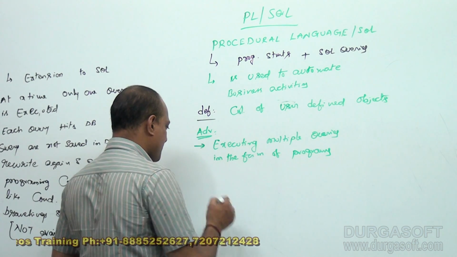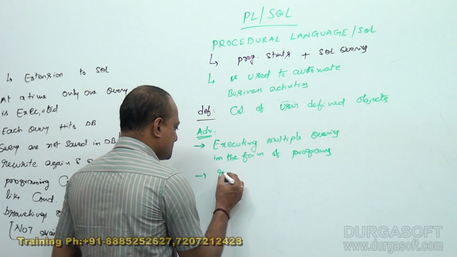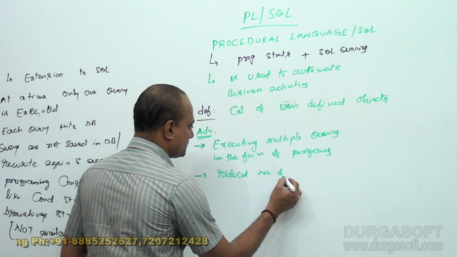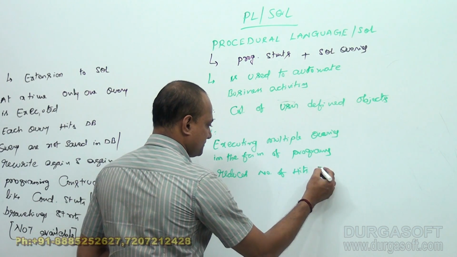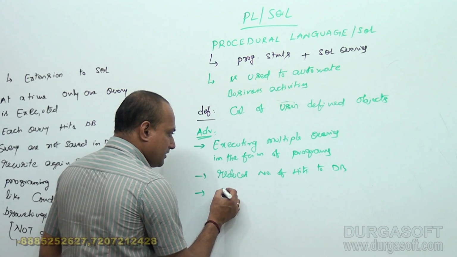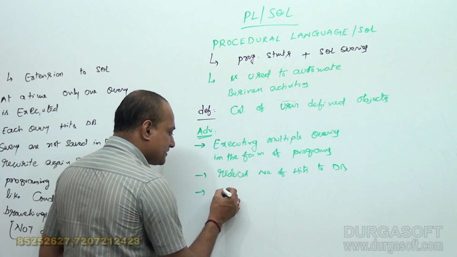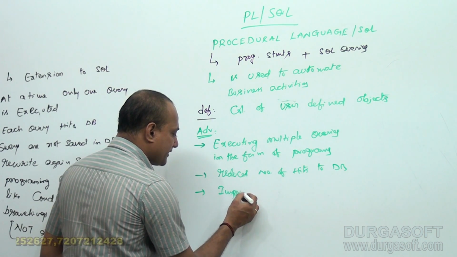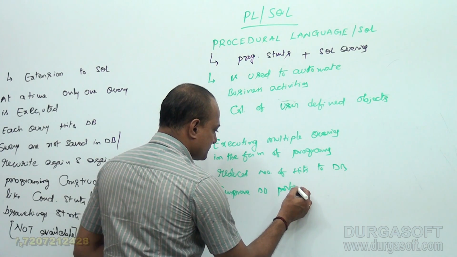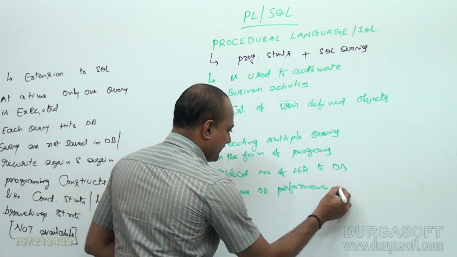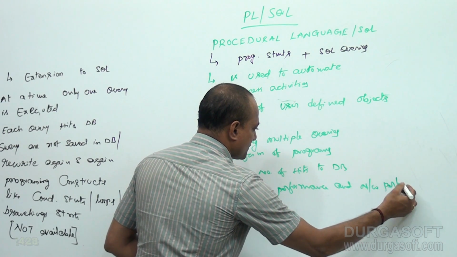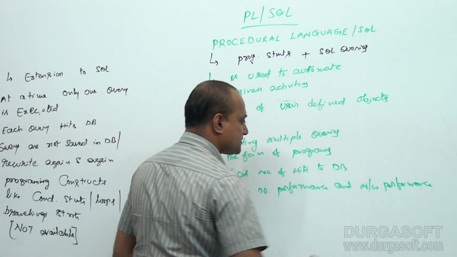Remember this. Next, it reduces the number of hits to the database engine, to the database. Reducing the number of hits automatically improves database performance. And it is also improving network performance. How is it improving network performance?